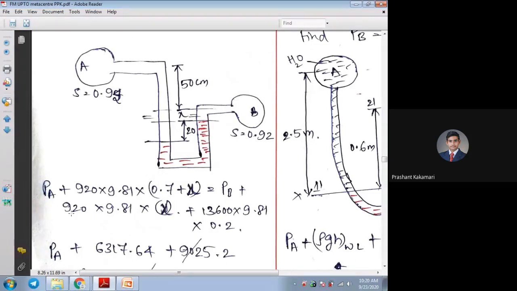I will take 0.92 into 1000. That will be 920 into 9.81 into head of the liquid. So head of the liquid is again unknown here, X. So I'll write that X. So this becomes the writing equation for the differential manometer, balancing both the sides. All of you understood how to write the equation for a differential manometer?